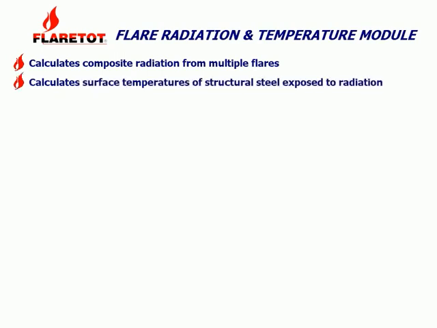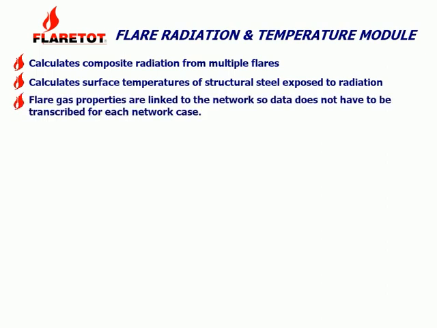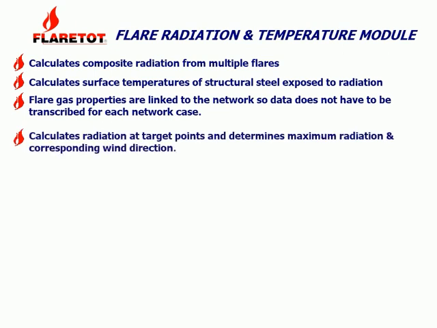stacks. This module also calculates the surface temperature of steel structures exposed to this radiation. Flare gas properties for the calculation are derived from the network. This means data does not have to be transcribed into this module, and so radiation can easily be calculated for each network case. The combined radiation can be calculated for any number of target points. Flaretot also includes a maximum radiation calculation for each point. This maximum occurs because of flame shape change with wind, and may not necessarily occur at the specified wind direction.